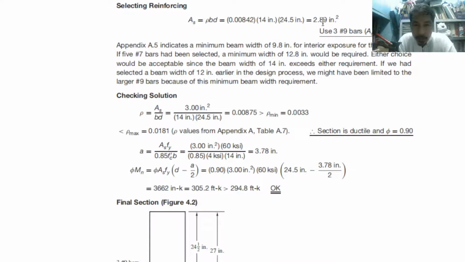So for this area, we can use 3 rather than 2.89. So 3 number 9 bars. That is our answer. So let us check the solution. Checking the width: is the width of 14 able to carry 3 bars with proper spacing? Is that possible?